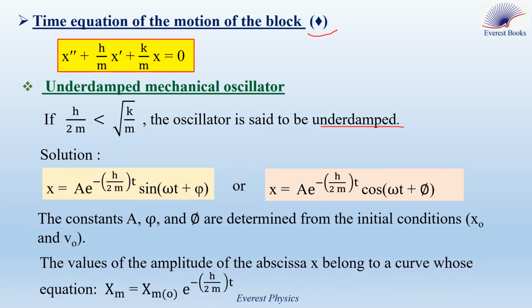The amplitude of the abscissa x is not constant. The values of the amplitude of the abscissa x belong to a curve whose equation is given by xm of 0 e to the power minus ht over 2m, where xm of 0 is the initial amplitude of x. And we conclude that the values of the amplitude belong to a curve that decreases exponentially with time.